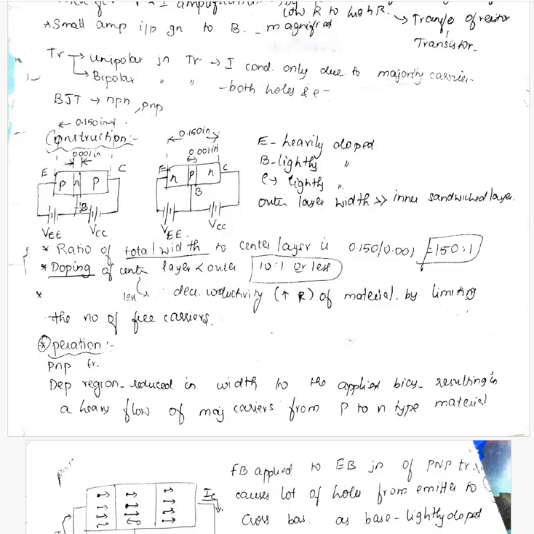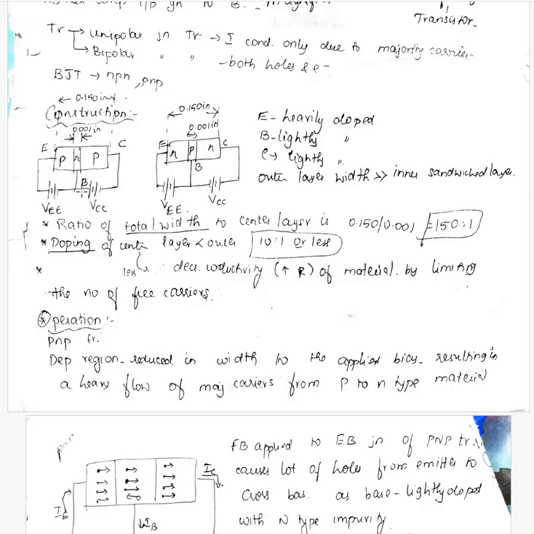We need to remember, to make the transistor work in active region, to make it work as amplifier, always the emitter base junction must be forward biased, and the collector base junction must be reverse biased, for both types, NPN and PNP.